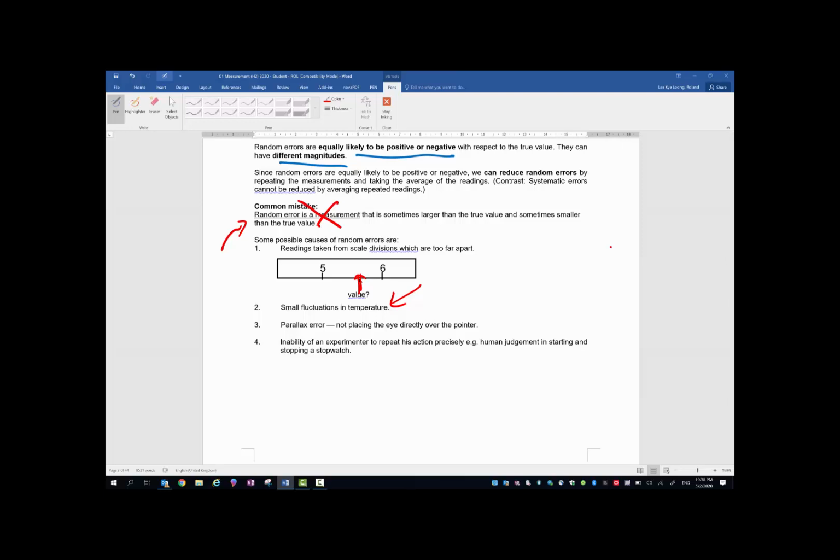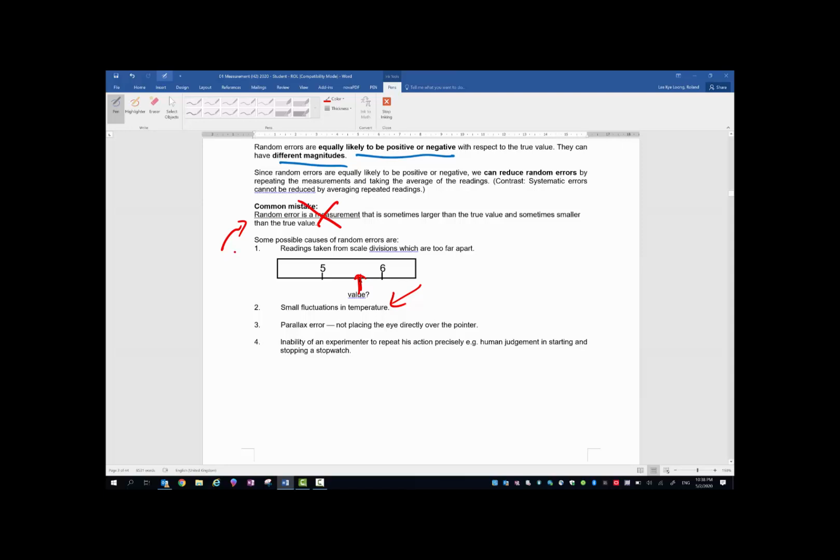Parallax error: if you place your eye at the wrong place, then your reading may be wrong. Another cause is the inability of the experimenter to repeat his action precisely, because when you take measurements in an experiment you always take repeat readings, but can you replicate the exact same way in which you measured? So these are some causes of random error.